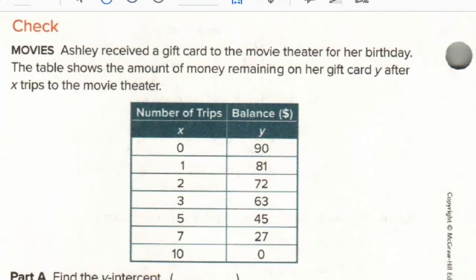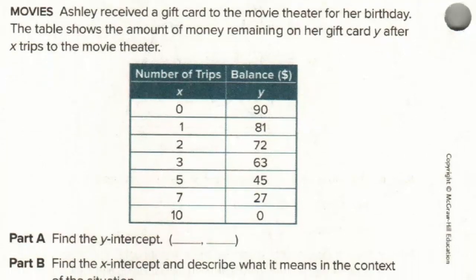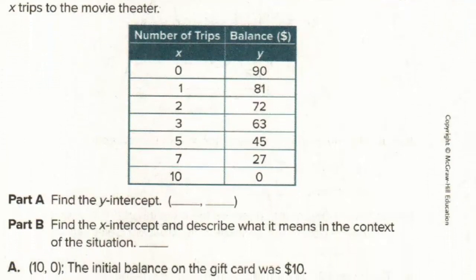Go ahead and pause the video and attempt the check. Okay, for this check, Ashley received a gift card to the movie theater for her birthday. The table shows the amount of money remaining on her gift card, y, after x trips to the movie theater. Part A is find the y-intercept. Again, the y-intercept is when the x value is equal to 0. So if we're finding y, x equals 0. If we look at it in the x column, it's 0. Therefore, our y-intercept is 90. So 0, 90.